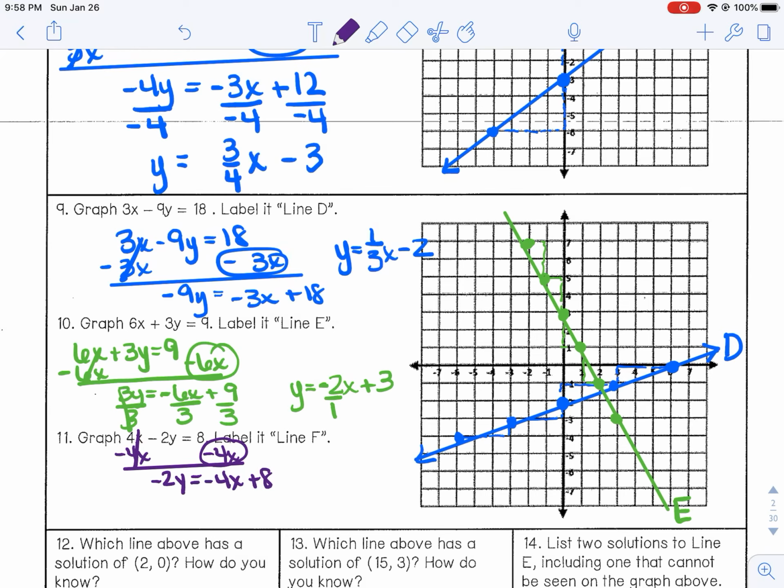Okay, second step says multiply or divide by the coefficient of y, which is negative 2. So I'm going to divide everything by negative 2. That leaves me with y equals, let's see, negative 4 divided by negative 2 is a positive 2x. And positive 8 divided by negative 2 is a negative 4. Go ahead and make that into a fraction. We're going to start at negative 4. My slope is 2 over 1, so I'll go up 2 over 1. Up 2 over 1.